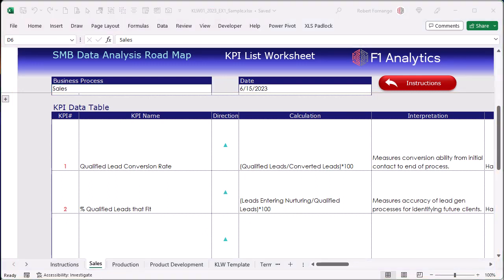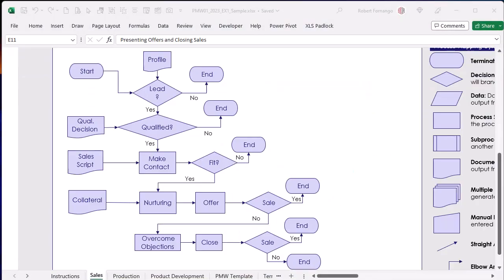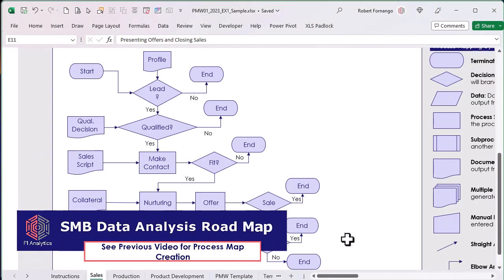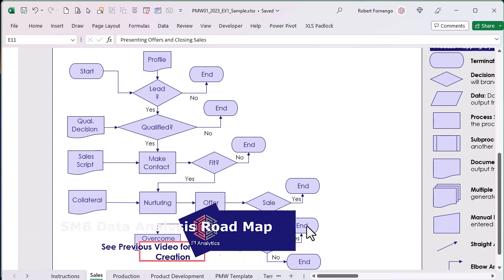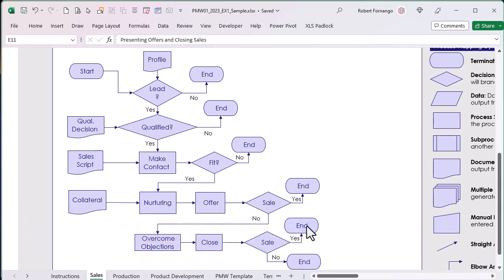Now, in the last video, we created a process map for our sales process. And this was just a sample process map. It may be different from the process in your sales process for your business. This is just one example that we put together. And we want to take a look at that again, just because this is going to be what we use to drive our KPI selection process.